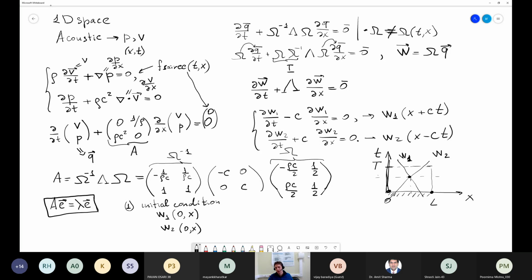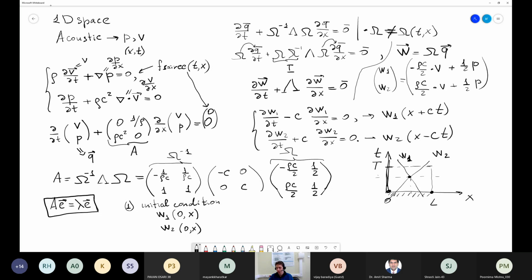We can write this substitution explicitly, so let's do it for clarity. W1 and W2 is equal to omega multiplied by the Q. Omega is here, minus rho c divided by 2, minus rho c divided by 2 multiplied by the first argument of Q, which is the V, plus 1/2 multiplied by the P, and here rho c divided by 2 multiplied by V plus 1/2 of the P. So if you set V and P at the initial time moment, you can calculate explicitly the values of W1 and W2.